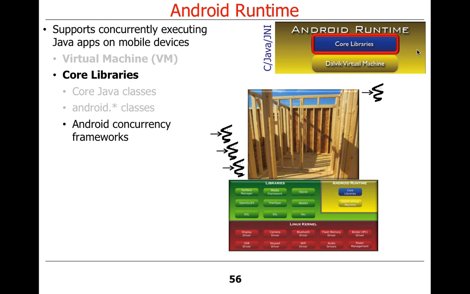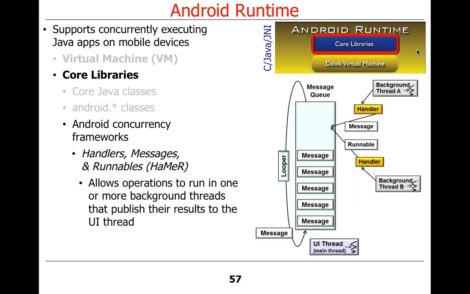These are things that go above and beyond what you get out of the box with standard Java, in order to provide a concurrency infrastructure that is tailored for the needs of mobile devices that run in the constraints of the Android design space. The two main frameworks we're going to talk about, one of them is called Handlers, Messages, and Runnables, or the HaMeR framework. And I need to put my hammer here somewhere. Basically, the HaMeR framework allows operations to run in one or more background threads and then give their results, if any, to the so-called user interface thread.